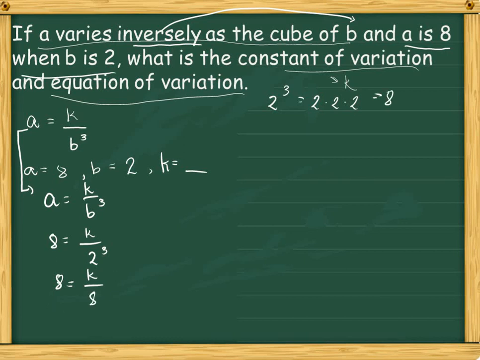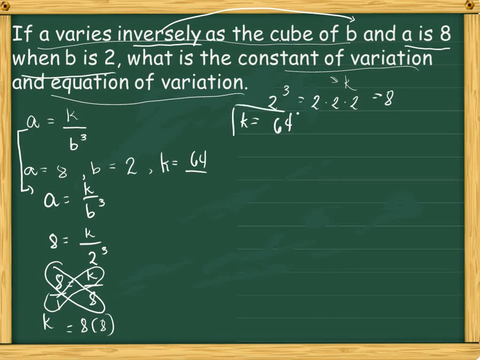Anong denominator ng whole number? That is 1. Let's apply cross multiplication. 8 times 8 is equals to 1 times k is k. K is equals to 8 times 8. K is equals to 64. So, k equals to 64 is what we call the constant of variation.